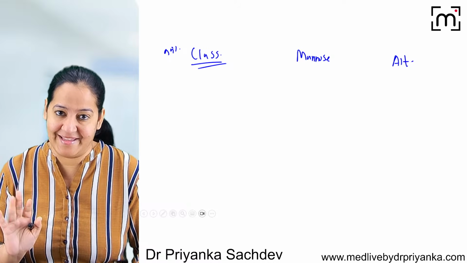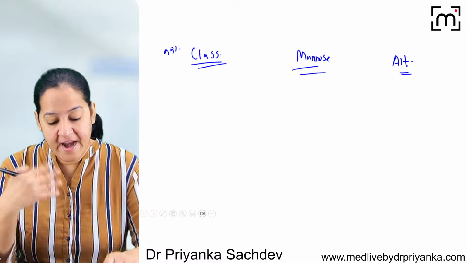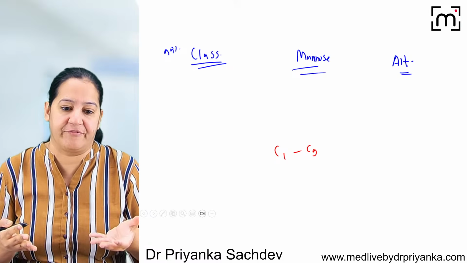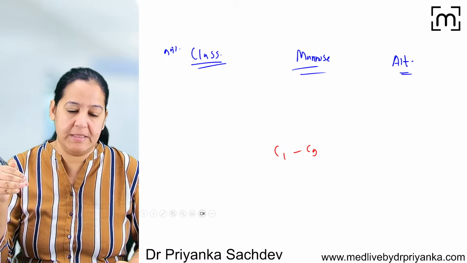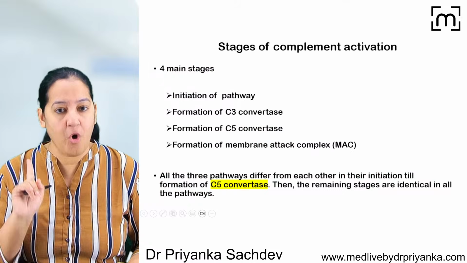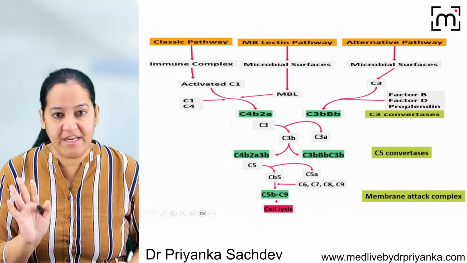The first thing we have to understand is that. Now we have to understand the trigger in each of them. What is activating? In all of them C1 to C9 get activated, but the sequence of activation will be different. So we have to understand that sequence. You get many questions on that, believe me. So one by one we will take them. In all of them, the initiation is different.